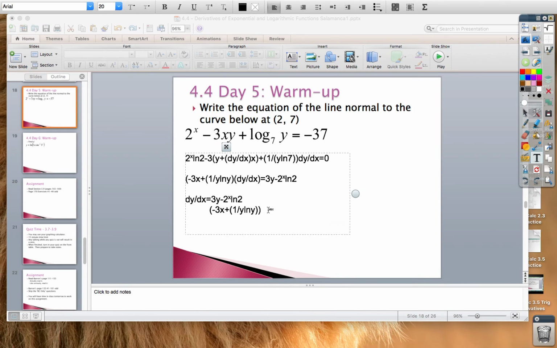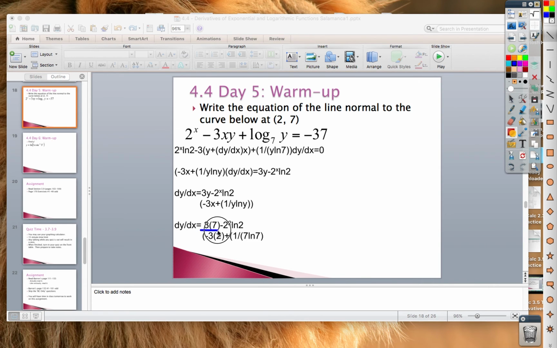And now we're going to substitute x and y in there. Now we get 3 times 7 minus 2 to the second power, ln of 2, divided by negative 3 times 2 plus 1 divided by 7 ln of 7. And that's going to give us our answer for the slope.